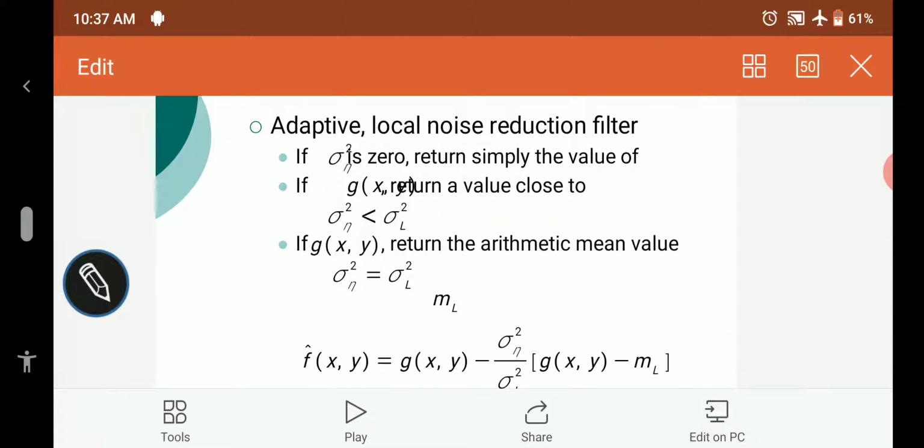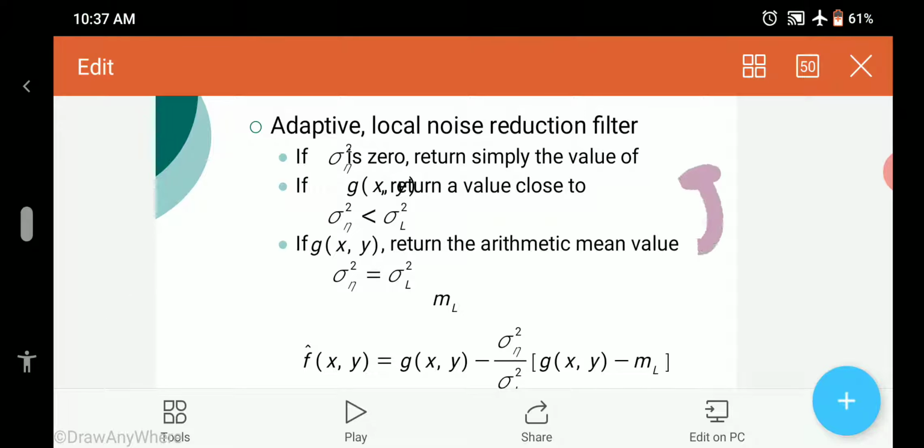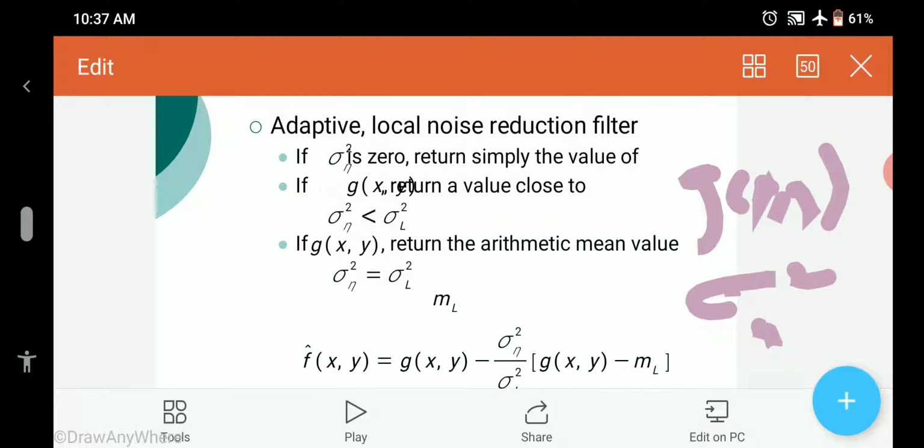The response of the filter at any point x comma y on which the region is centered is to be based on four quantities. One is g of x comma y, which is the noisy image at x comma y, and sigma n square, which is the variance of the noise corrupting f of x comma y to form g of x comma y. Then m L is the local mean of the pixels of S xy, whereas sigma L square is the local variance of the pixels in S xy.